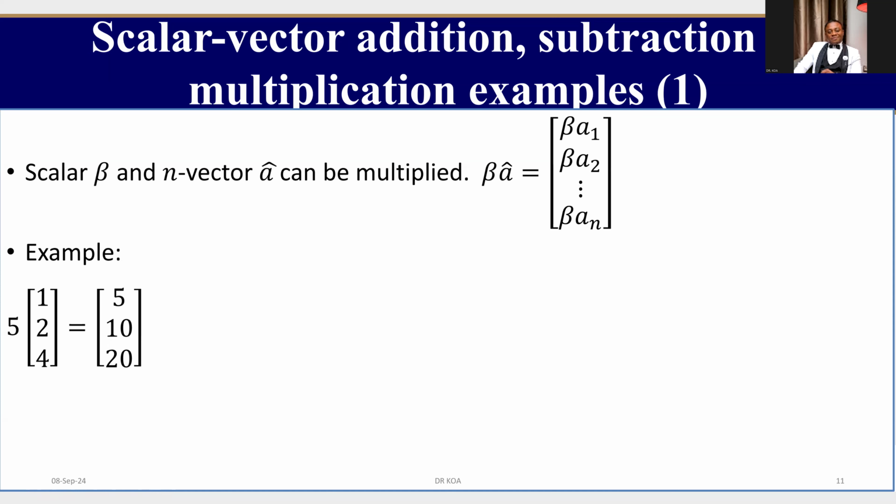I was going to ask what is 5 multiplying the things on the left, but I've given you the answers already. You can see that 5 here is a scalar. Everything in the column here is a vector. And you have a scalar 5 multiplying the vector 1, 2, 4 from top to down. So you take 5 times 1, 5 times 2, 5 times 4. That gives you this answer. Scalar vector multiplication, addition and subtraction are very important. We are going to combine the addition and the multiplication together.